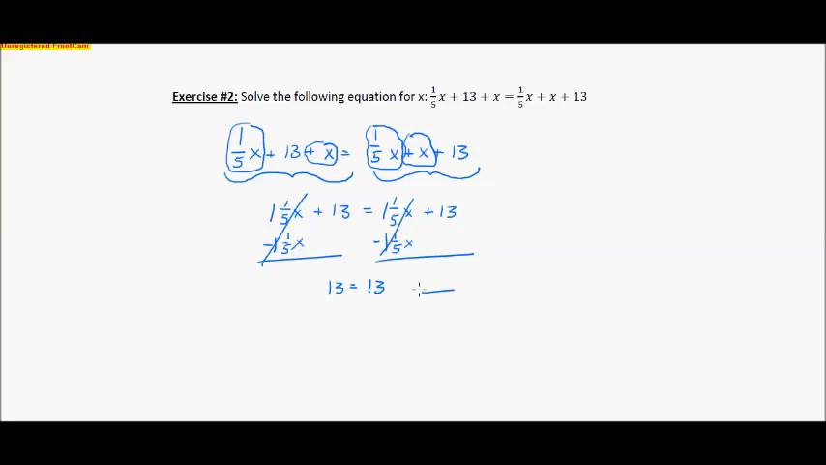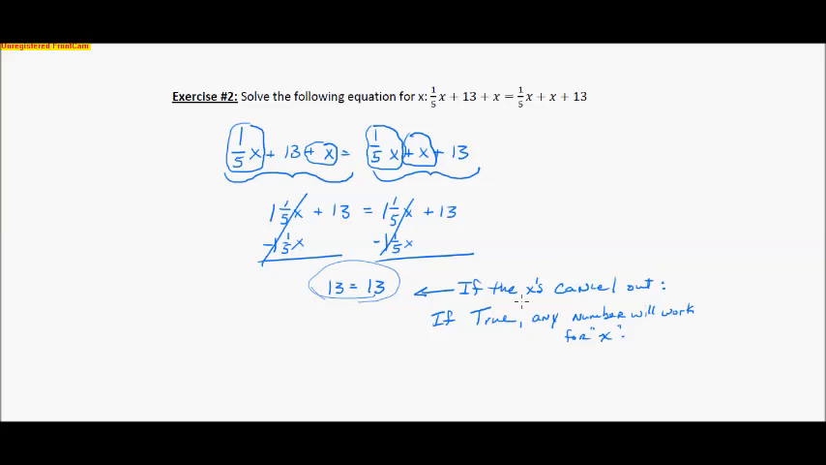And if that happens, I'm going to write this down, and I want you to write this down as well. If the x's, and it could be any variable, cancel out, like they did here, and what you're left over with is true, then that means anything you plug in for x will work. Any number will work for x. That means you have an infinite number of solutions. Any number in the world you plug in for x into this equation, it will be a solution.